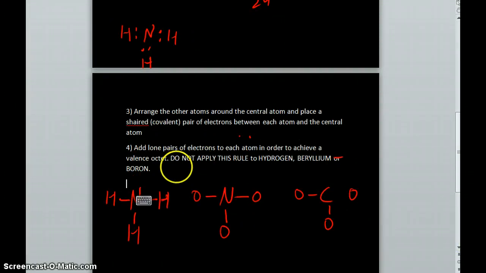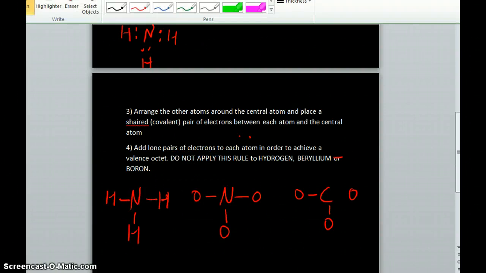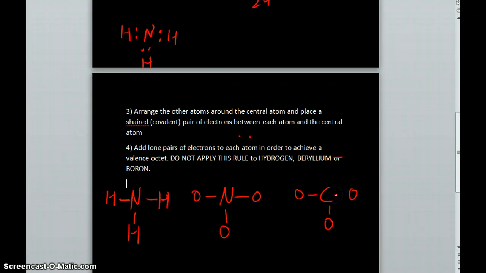Now, please note this rule does not apply to 3 atoms, namely hydrogen, which never achieves an octet, at best a duet, 2 valence electrons, beryllium, which is in group 2 and only has 2 electrons to share, so it rarely ends up with more than 4 in most structures, or boron in group 3, which only has 3 to share covalently, and in sharing covalently at most it usually ends up with 6. So we're going to avoid this step for all of those atoms. Now in this case, 3 of the atoms are hydrogen, so I just slap a lone pair on the nitrogen and I have achieved an octet for the nitrogen.